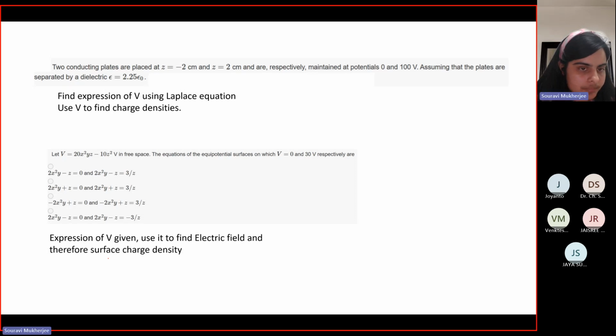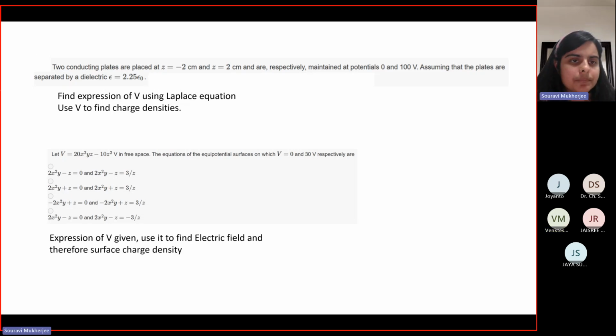Any question, guys? Ma'am, can you tell me how we find the voltage equation using Laplace in the above question, the first one? How do we write the potential equation for question number 1?